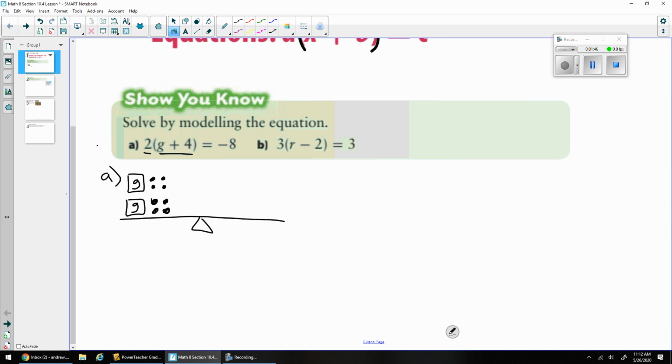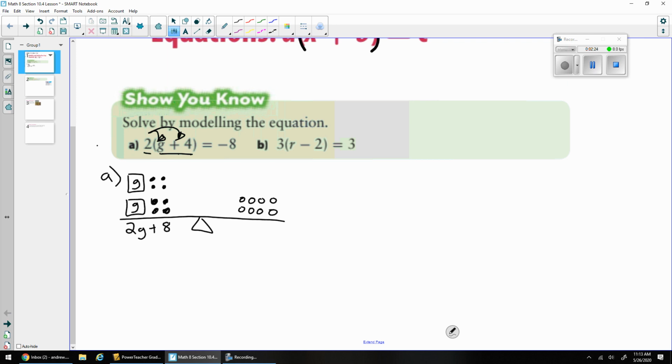So in total, this is actually the same as 2g plus 8, which is what 2 times g plus 4 is. So I have 2 g's and I have 2 4's. So I have to take that 2 out front and I actually have to multiply both things inside the brackets by that. We call that the distributive property because we distribute that 2 into both parts. Okay, on the other side, I just have negative 8. So I'm going to show 8 negatives with my negative integer chips.